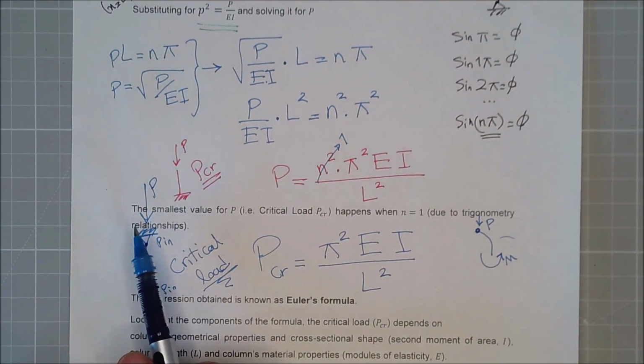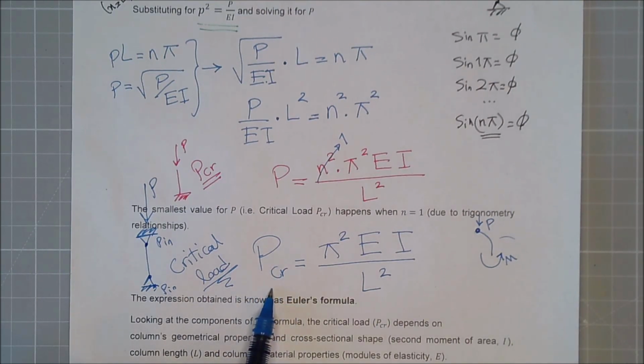Now, if this axial load is bigger than PCR, the critical load, there is a high chance that your column will buckle before even reaching yielding, because again, we're all in the elastic state. We have not passed the yielding point.